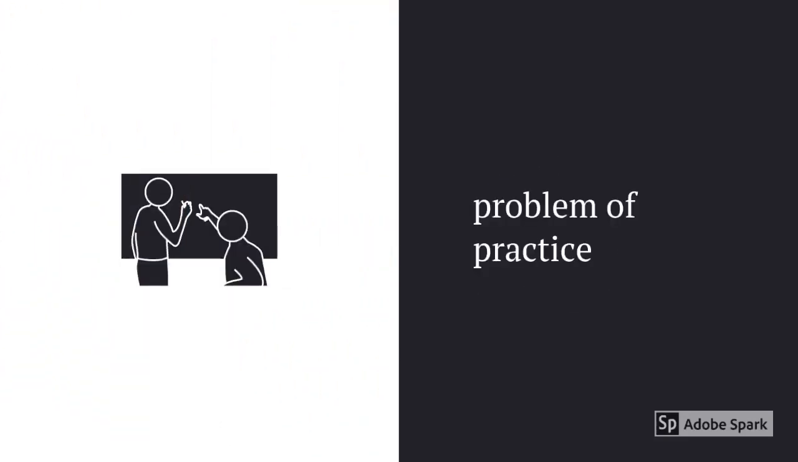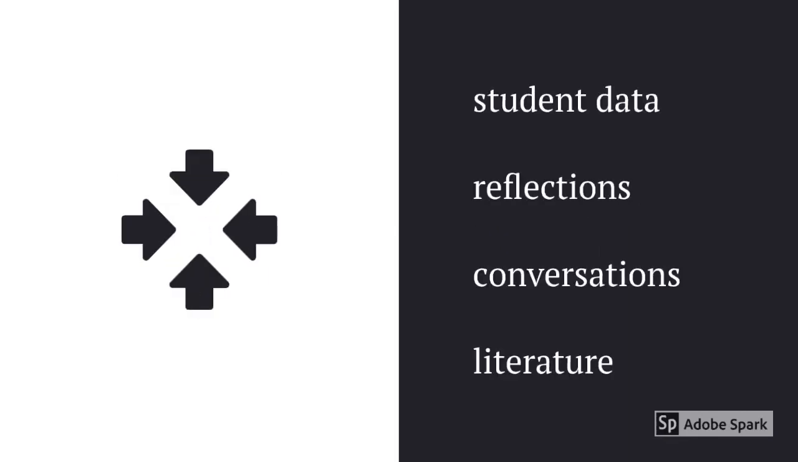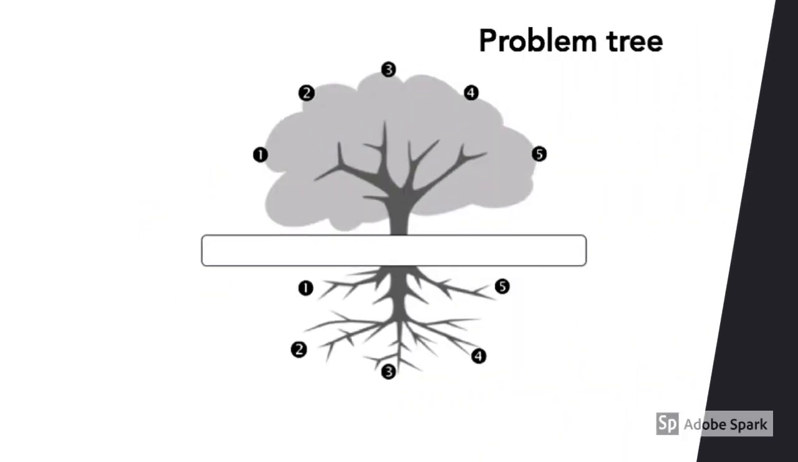As a quick reminder, a problem of practice is something practitioners care about improving in order to make a difference in student learning. The problem of practice is refined and focused by analyzing student data, by reviewing your own professional reflections, by engaging colleagues in professional dialogue, and by consulting the published literature.